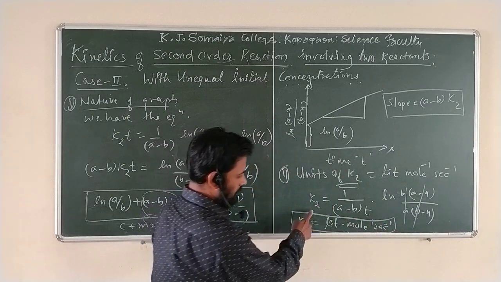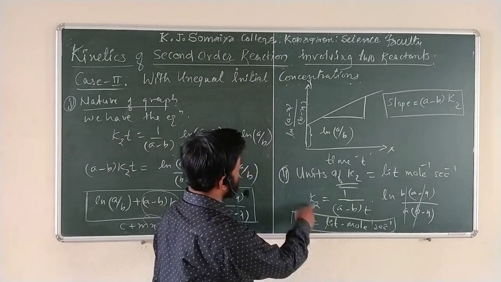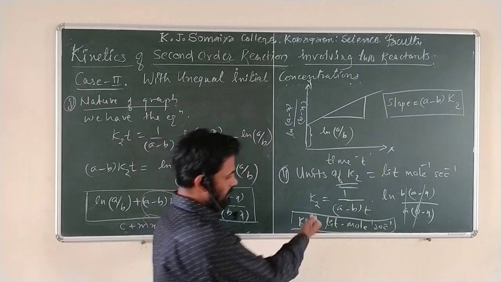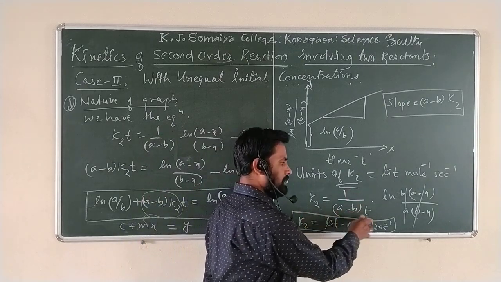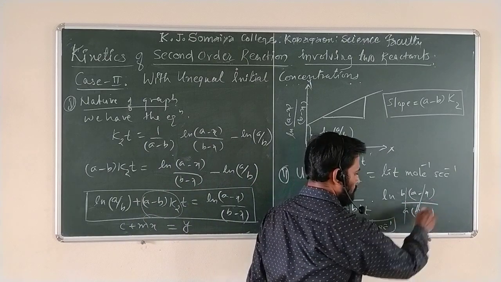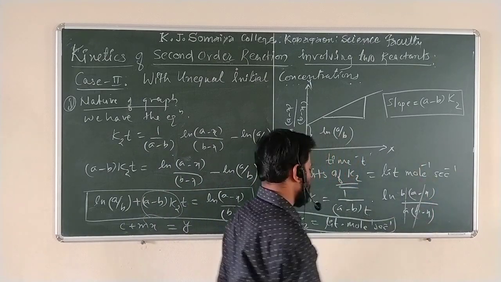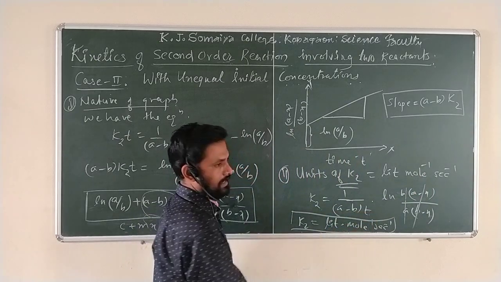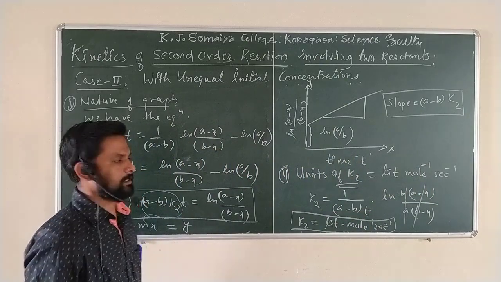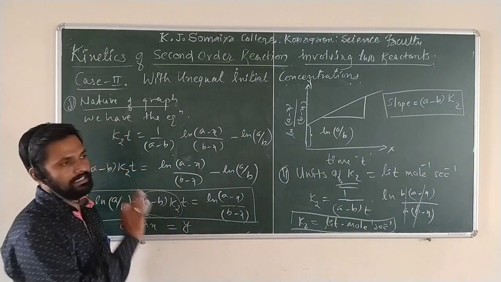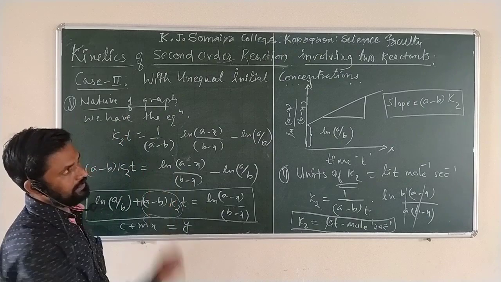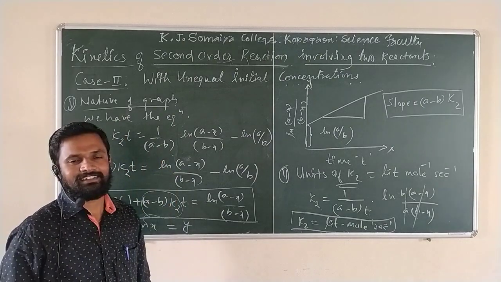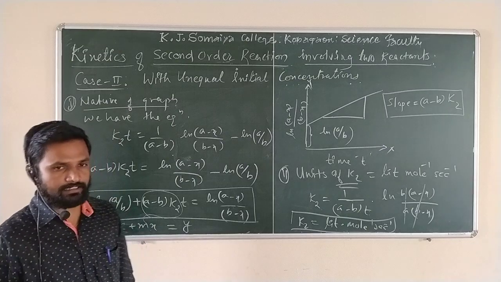Are you getting my point? How do we obtain the units of K2? Very simple. With respect to unequal initial concentrations: K2 equals 1 upon A minus B into T, ln B into A minus x upon A into B minus x. These concentrations get cancelled, remaining concentration into time, so it becomes moles per time per second, which becomes liter per mole per second. This is the rate constant or kinetics of a second order reaction involving two reactants, case 2, with unequal initial concentrations of the reactants.